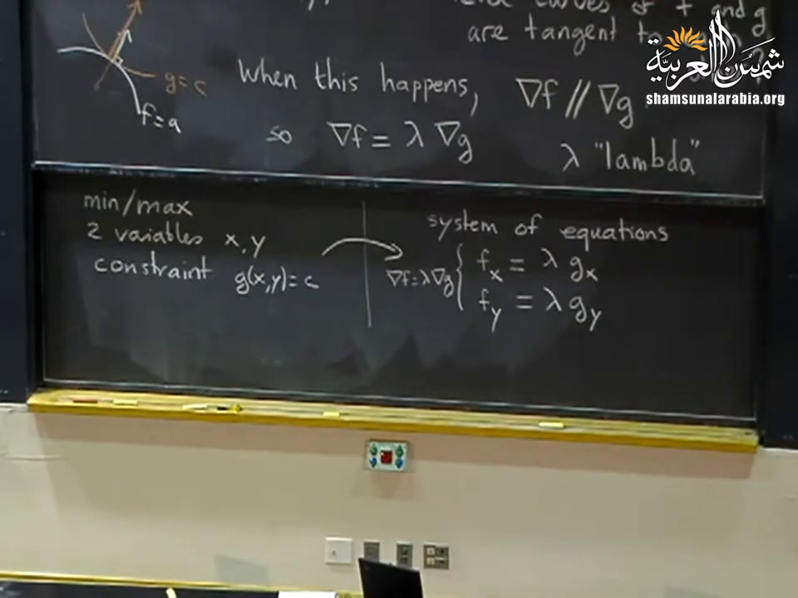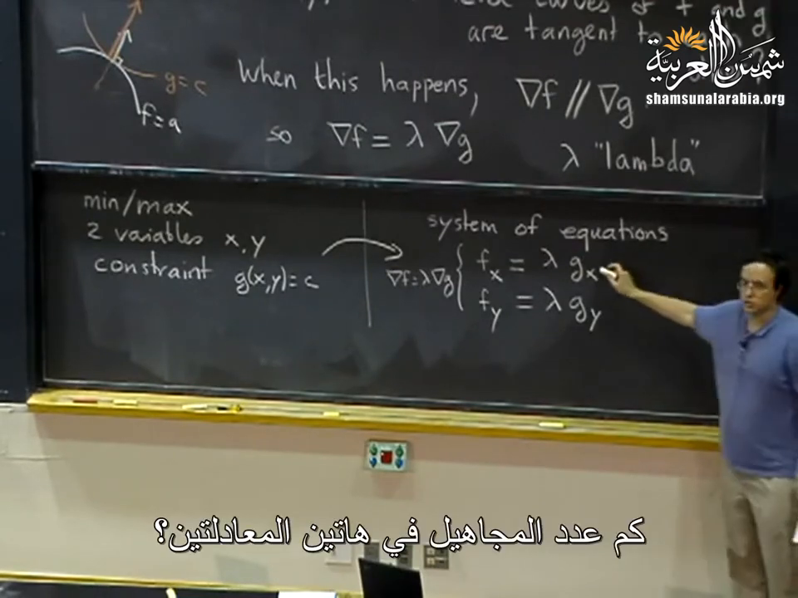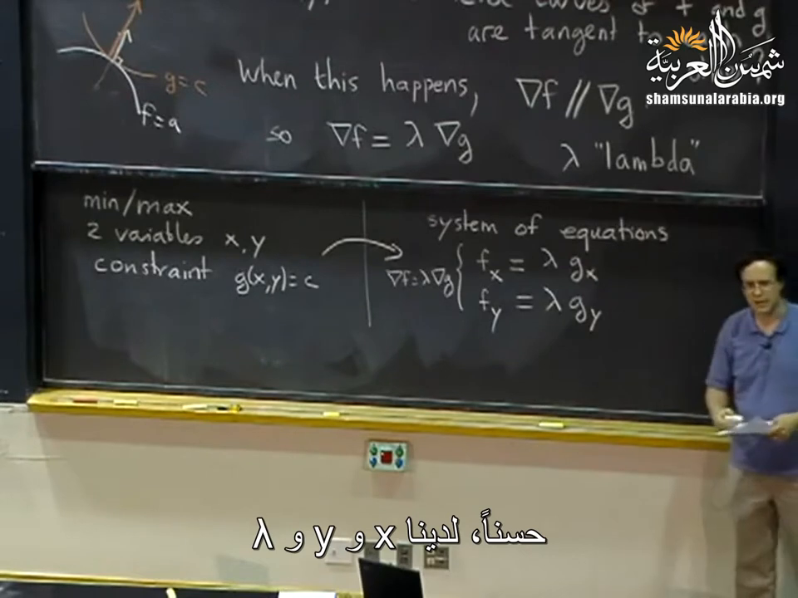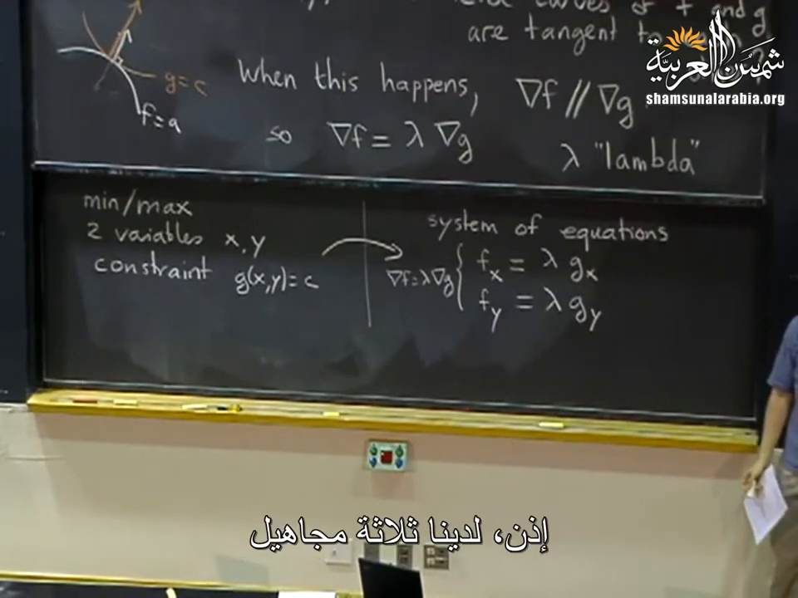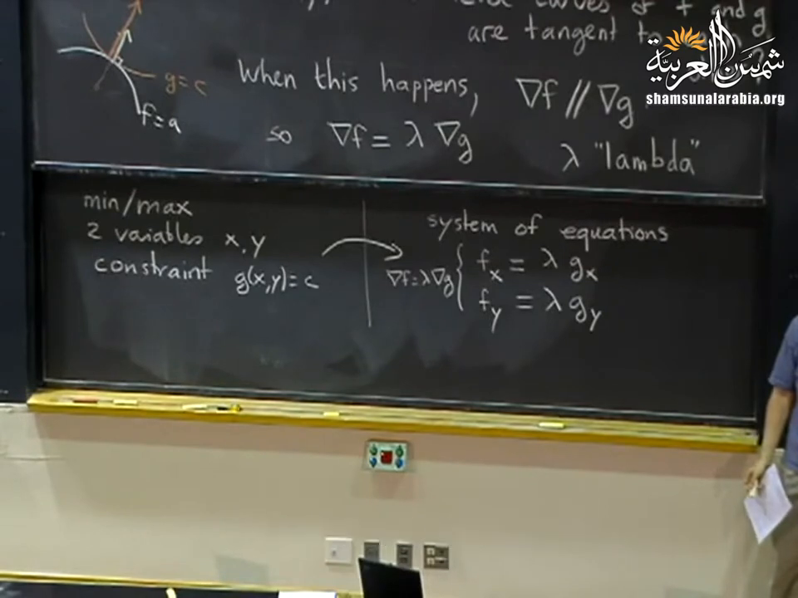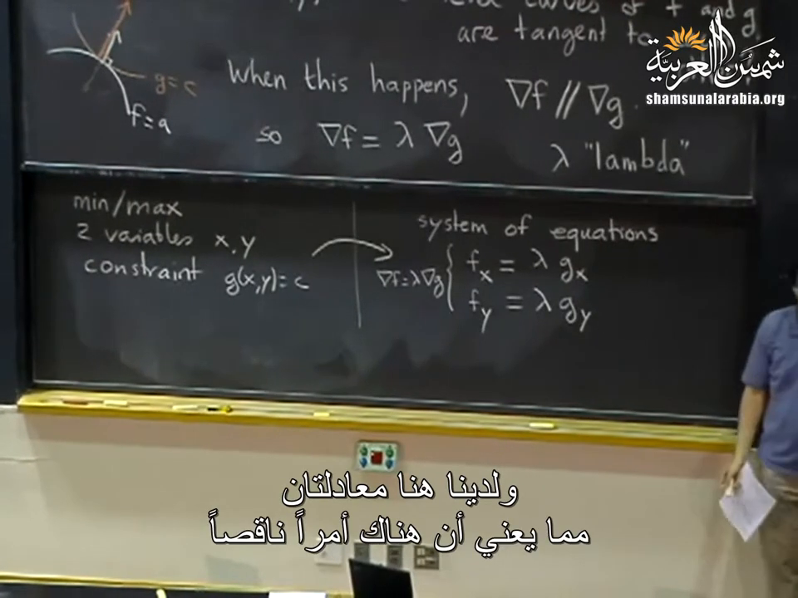Now, let's see. How many unknowns do we have in these equations? Well, there's x, there's y, and there's lambda. So we have three unknowns. We have only two equations. Something's missing.